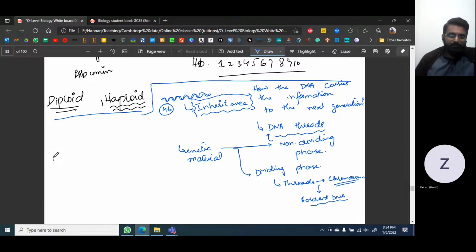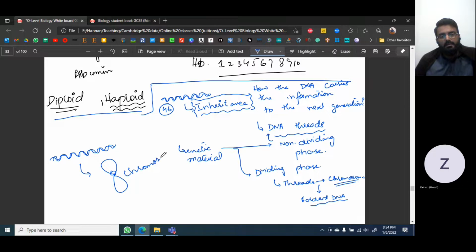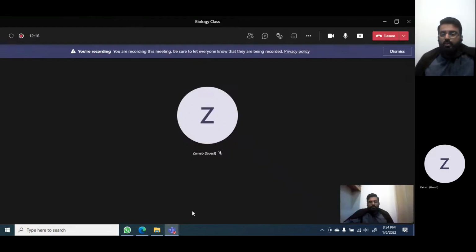For example, if I have this DNA, what would I do? I would fold this DNA into this form, and now this form would be called the chromosome. All folded forms of DNA would be called the chromosome.